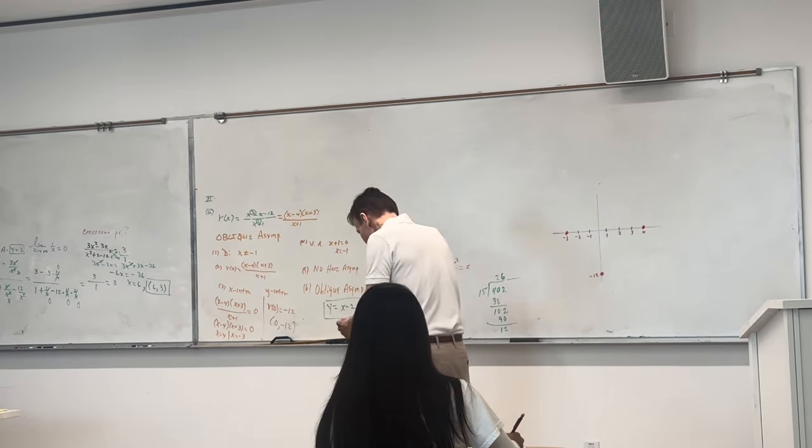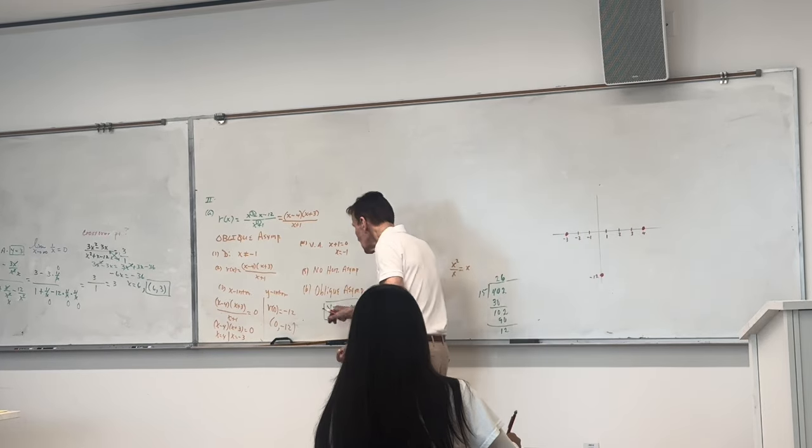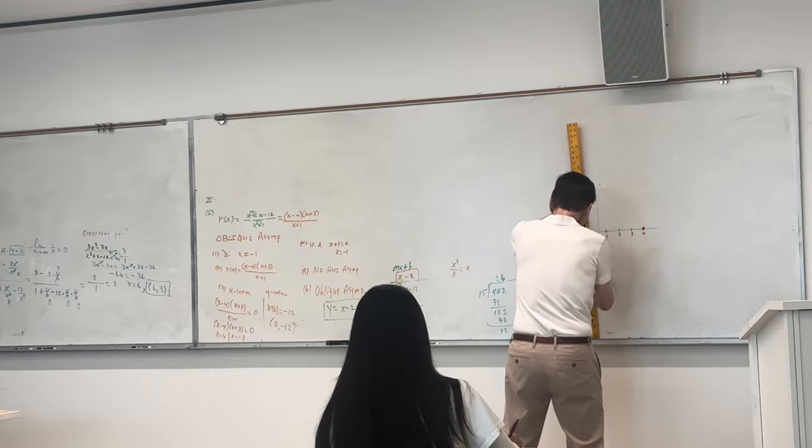Vertical asymptote, oh, there's one down at negative 1. Like I show right now, that's the vertical asymptote. Down here at negative 1.